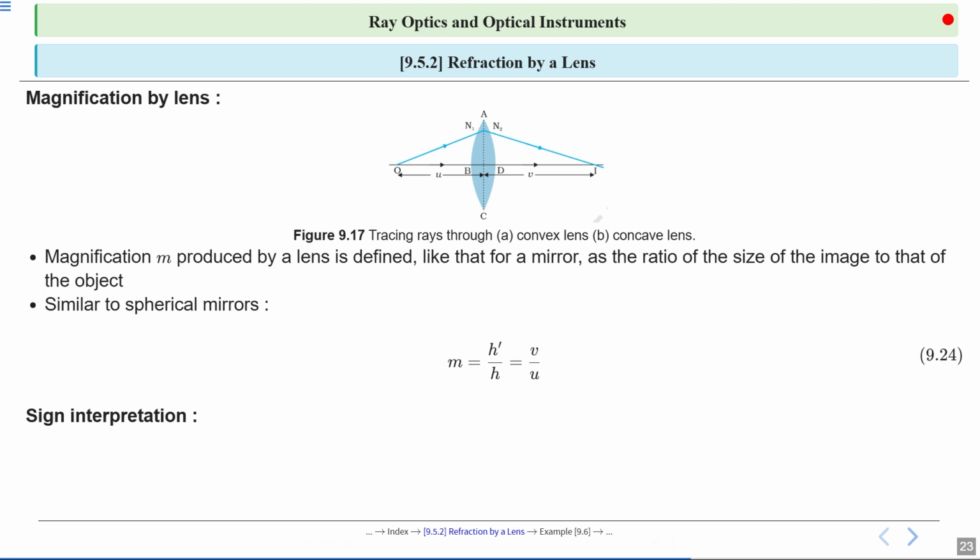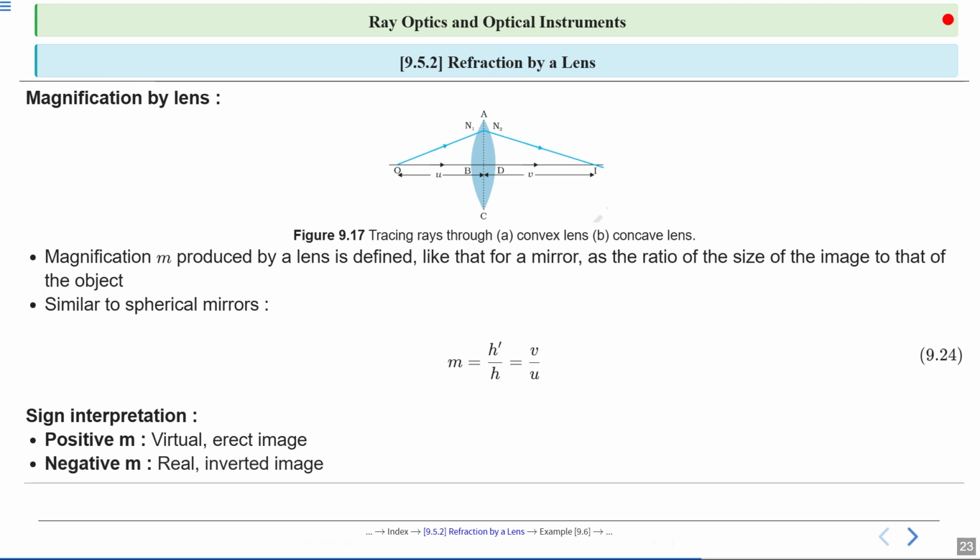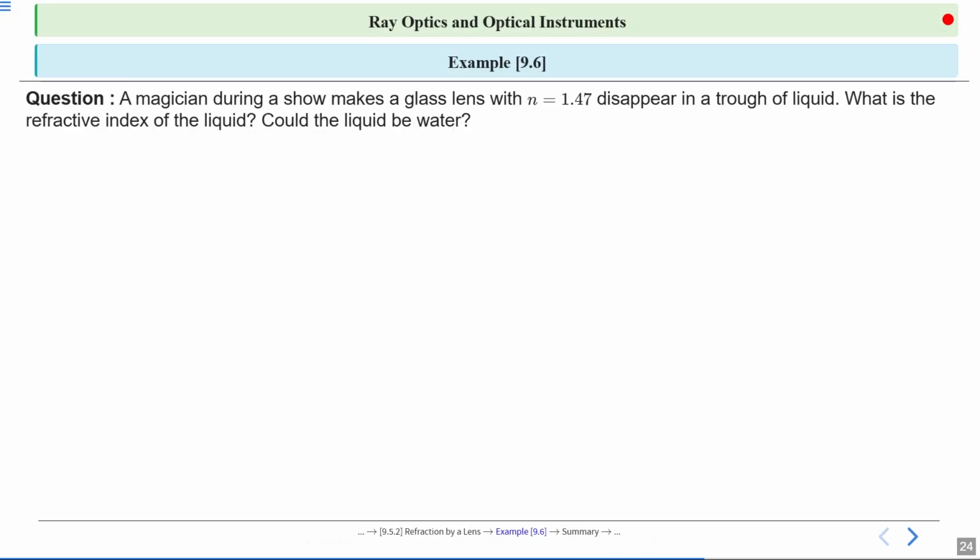So sign interpretation for magnification by lenses: positive M is considered as virtual and erect image, and negative magnification indicates real and inverted image. Now example 9.6, a magician during a show makes a glass lens with n equal to 1.47 disappear. That refractive index is given, 1.47, of glass lens. It will disappear in a trough of liquid. When it is immersed in a liquid, it will disappear. What is the refractive index of the liquid, and could the liquid be water? Okay, let's see.